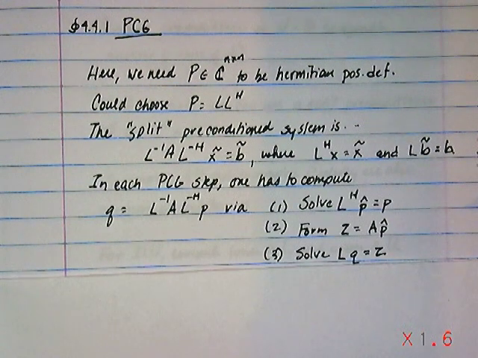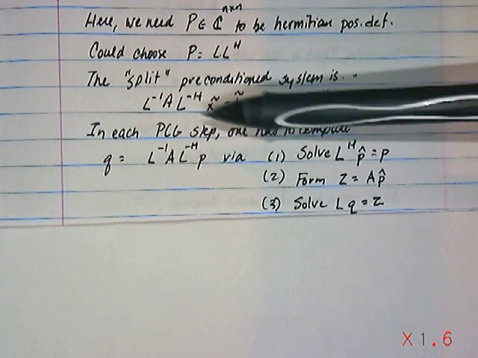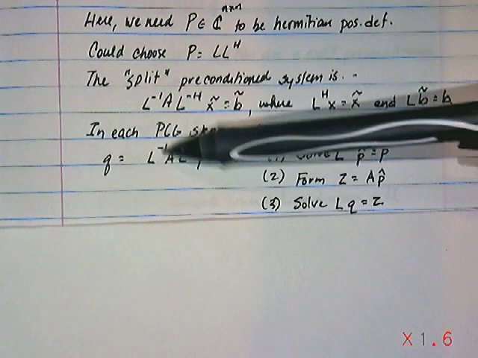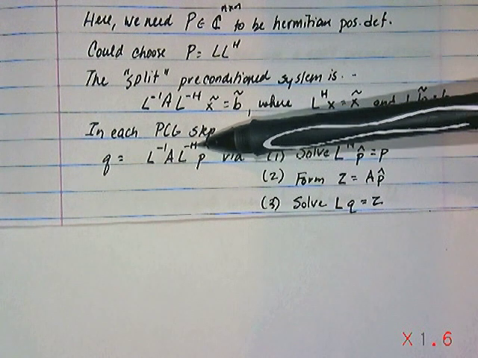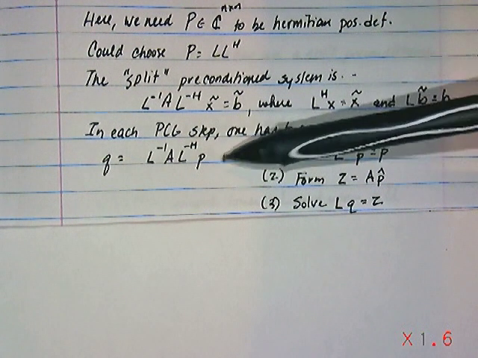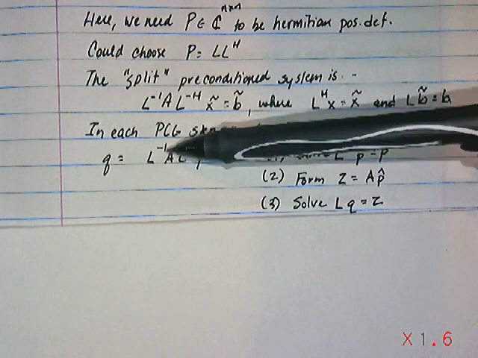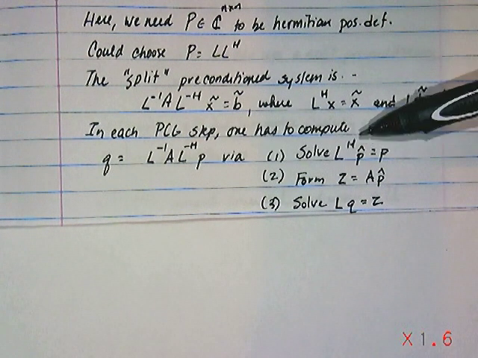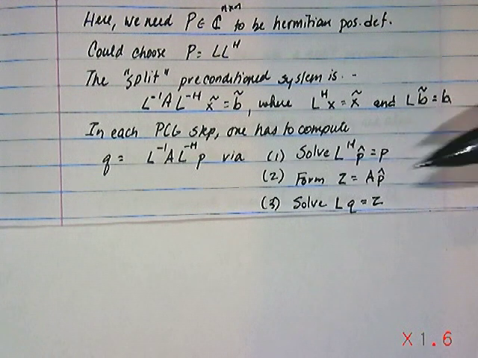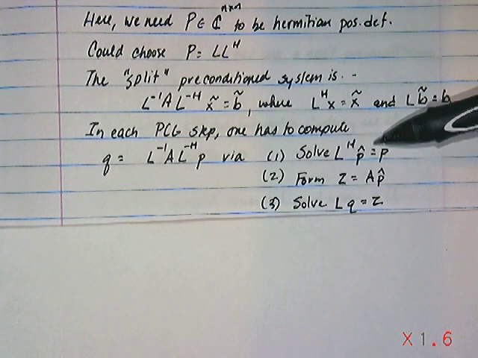And then what you do is in each preconditioned conjugate gradient step, you would have to be able to multiply by this L inverse A L inverse H times p, where p is your current direction. You'd have to multiply by this system times p. So again, you never form these terms, these inverses, explicitly. So it's sort of a three-step approach.